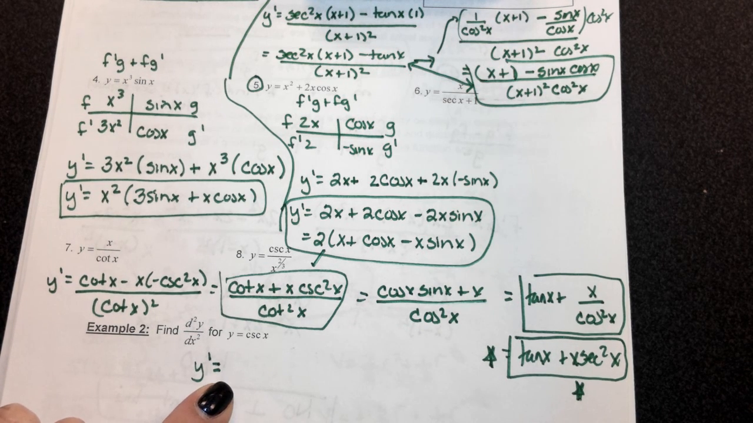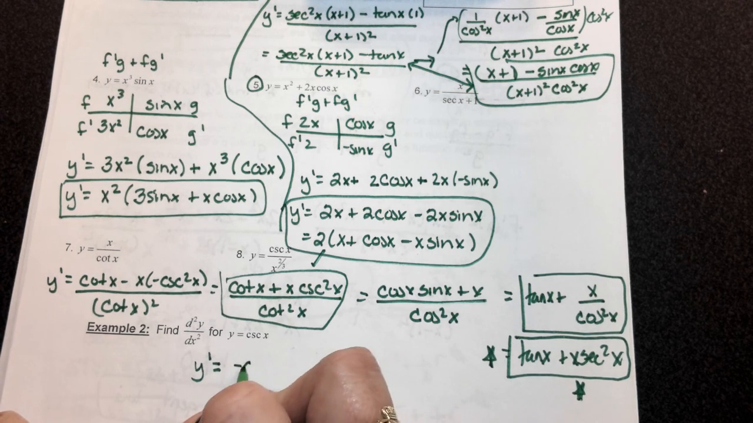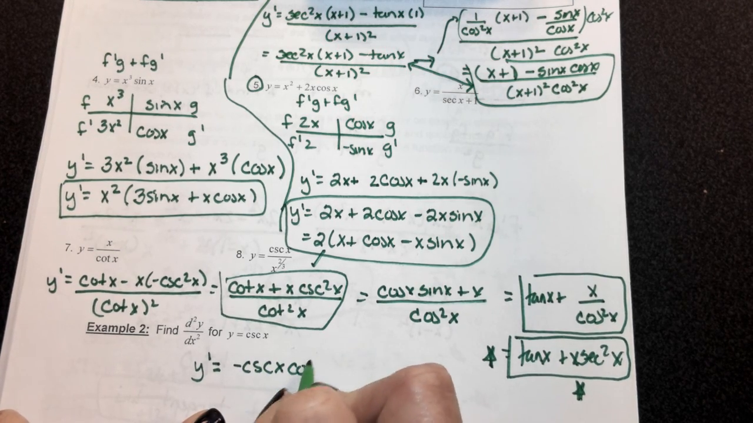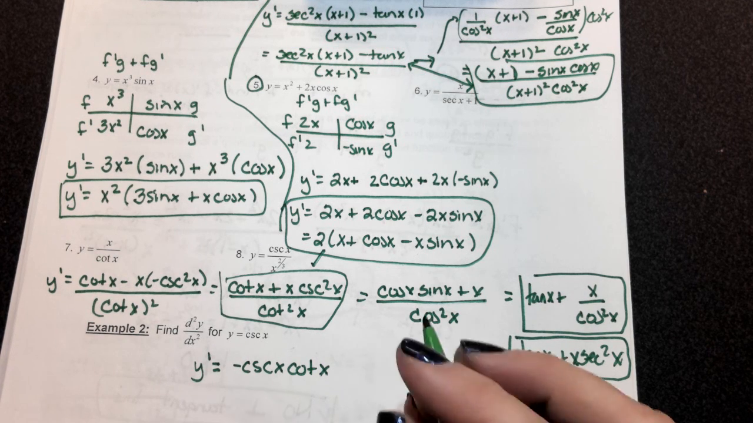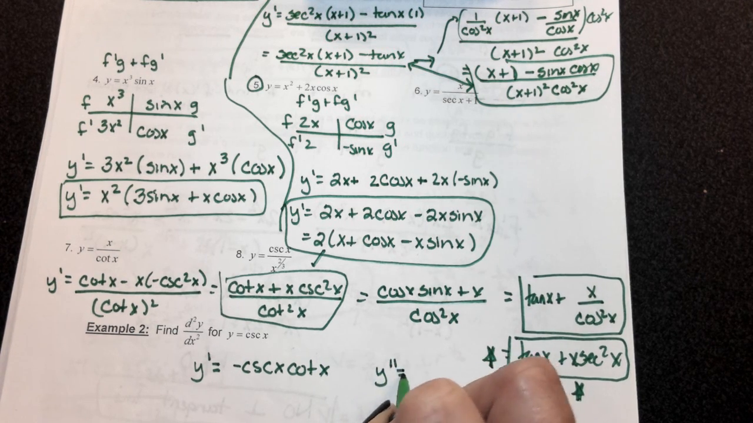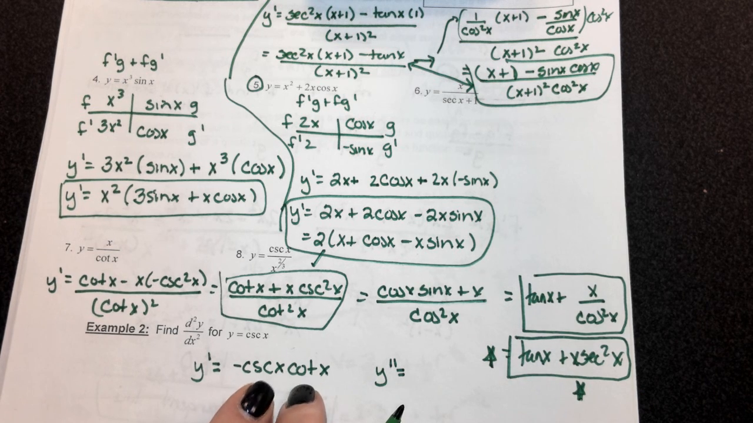What is the derivative of cosecant? The derivative of cosecant is negative cosecant x cotangent x. Now what rule are we going to have to use to find the derivative of negative cosecant cotangent? What are we going to have to do? Product rule. So go ahead and find the second derivative for me by using your product rule.